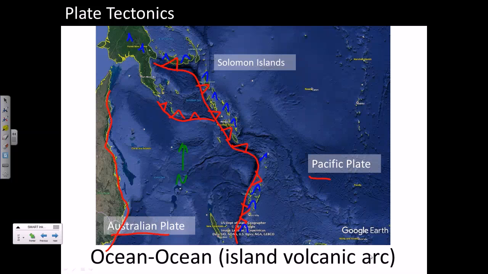The other features that we would expect, well, is there a back arc region? Sure, there is a back arc region. It sits way back here. That's the back arc region. This is the back arc region in here.